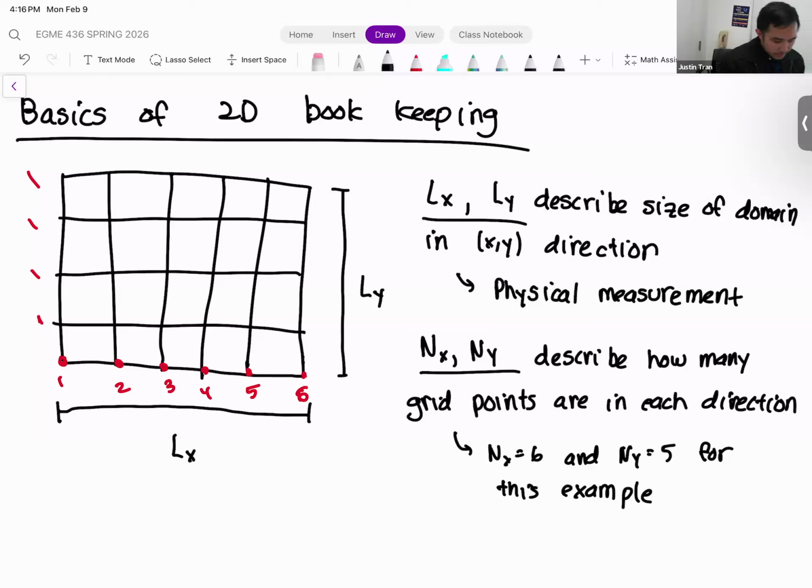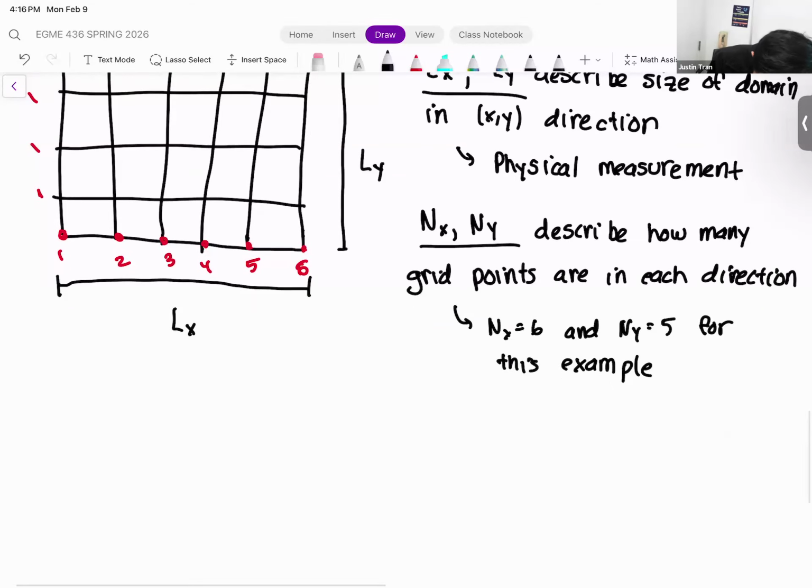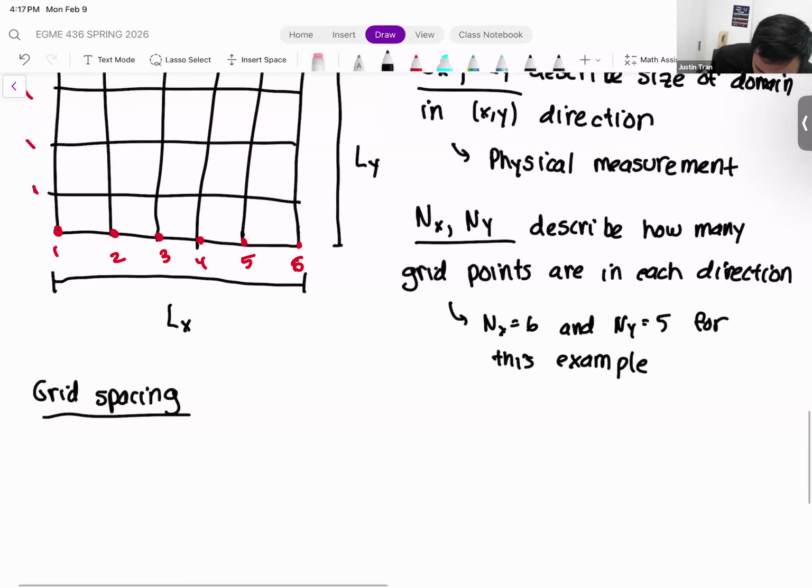All right. So now that we have Lx, Ly, Nx, and Ny defined, we can use those to describe the grid spacing. In general, for this class, we assume that the grid spacing is uniform, so we don't have any non-uniform grids. We will talk about how we deal with that on Wednesday. But for now, we can assume the grid spacing is going to be the same throughout the grid. The definition of the grid spacing is the exact same as our 1D problem. The grid spacing is nothing more than the physical distance separating the adjacent nodes.